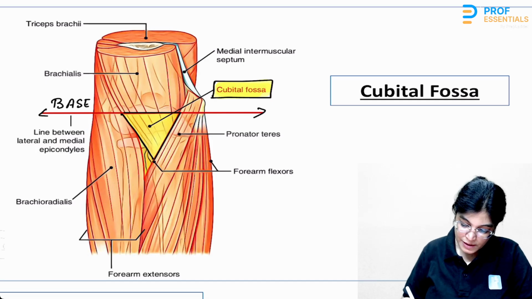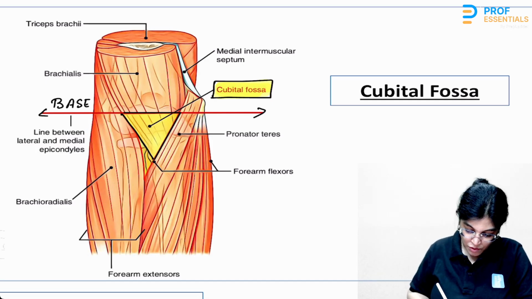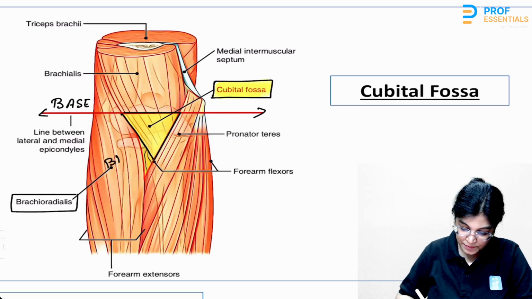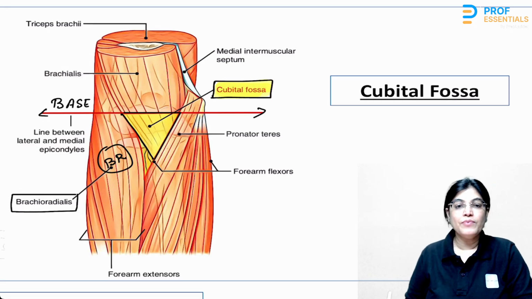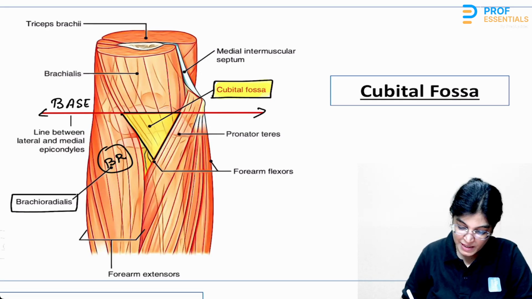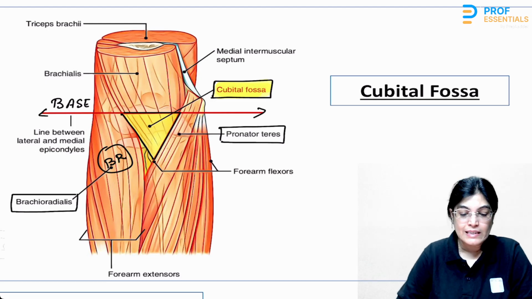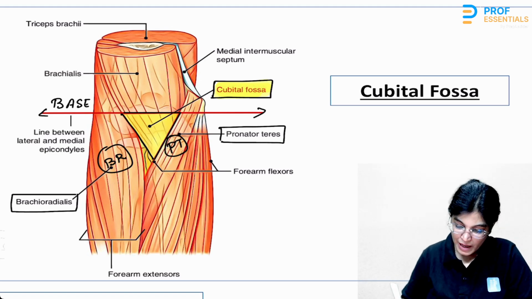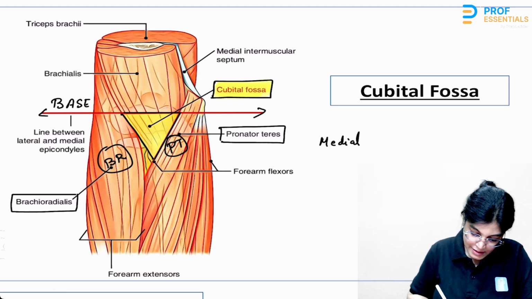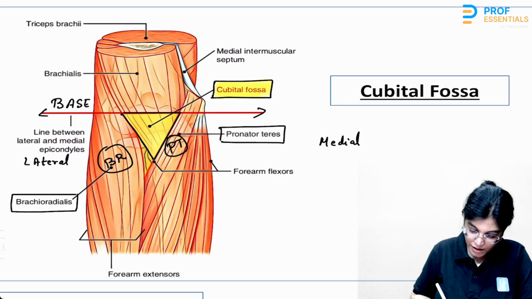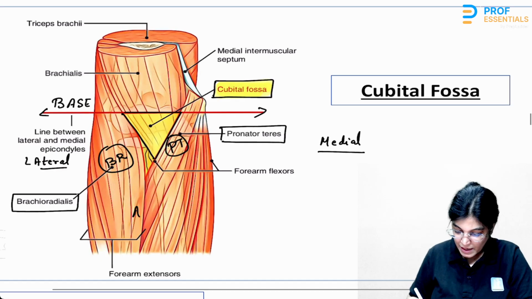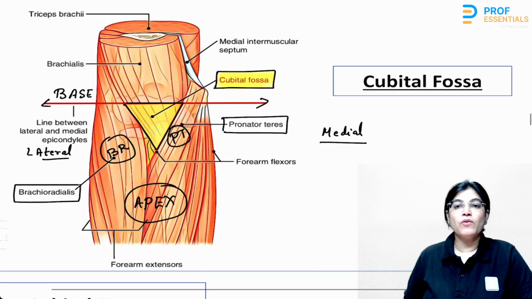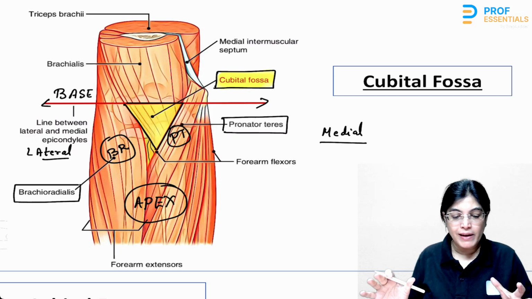If I talk about its lateral boundary, it is formed by the brachioradialis muscle. Can you see here? This is the brachioradialis muscle. So it is formed by the medial border of the brachioradialis muscle. And if I talk about its medial boundary, medially it is bounded by the lateral border of the pronator teres muscle. So this is the medial aspect and this is the lateral aspect of the cubital fossa. What about the apex? The apex is lower down and is formed by the brachioradialis muscle overlapping over the pronator teres muscle. So this is the boundary of the cubital fossa.